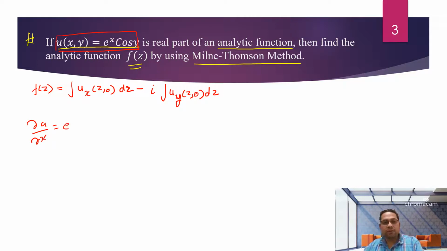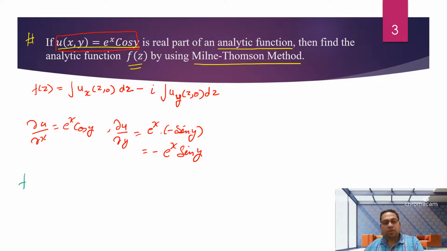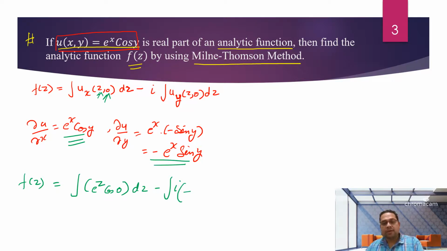the partial differentiation with respect to x, which is e to the power x cos y. Then del u by del y is equal to e to the power x, which is constant, times the differentiation of cos y, which is minus sin y. That means minus e to the power x sin y. Now f(z) will be equal to the integration of e to the power x cos y with x replaced by z and y by 0, so e to the power z and cos 0 dz, minus i times the integration of the partial differentiation of u with respect to y, this value, minus e to the power z and sin 0 dz.